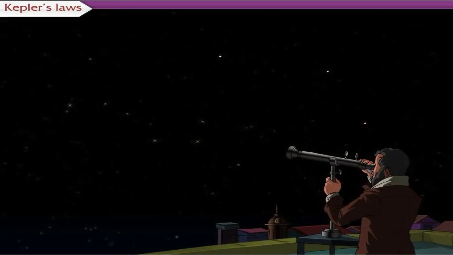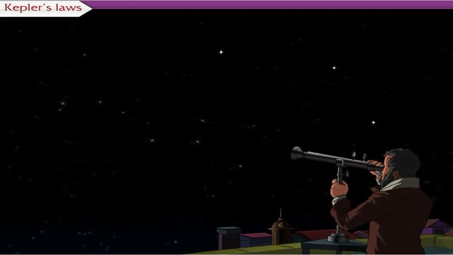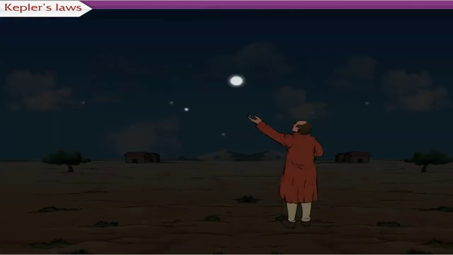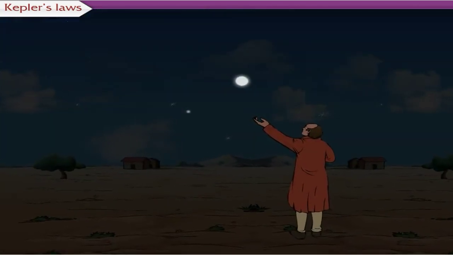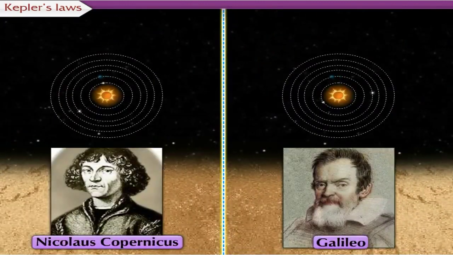Kepler's laws. Since ancient times, planetary motion had been observed by astronomers. Before Galileo, all observations about the positions of the planets were made with naked eyes. By the 16th century, a lot of data was available about planetary positions and motion.